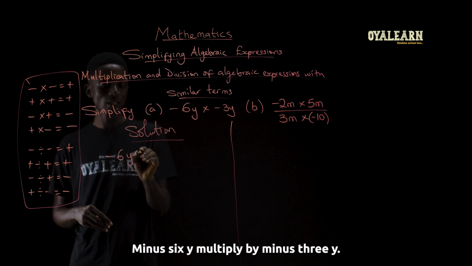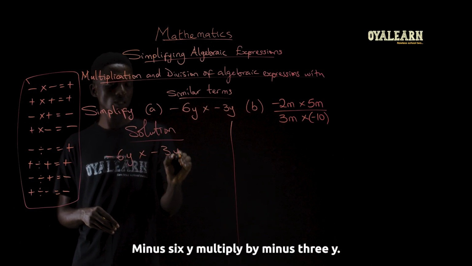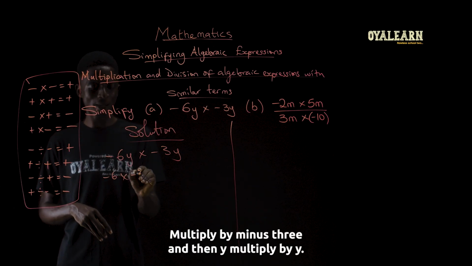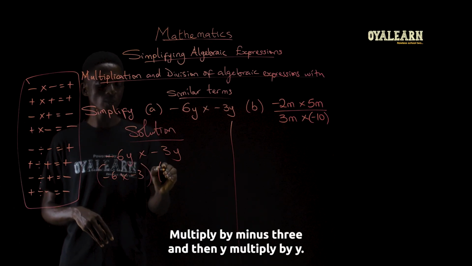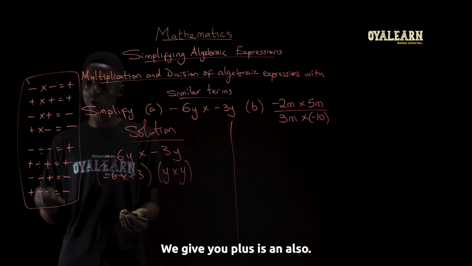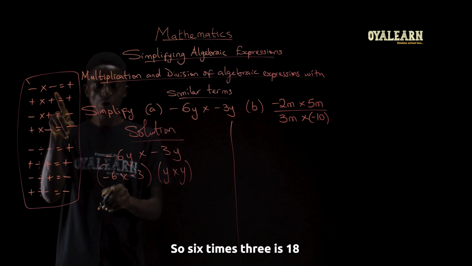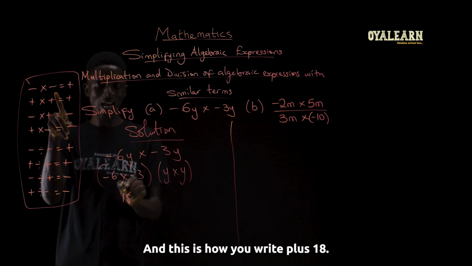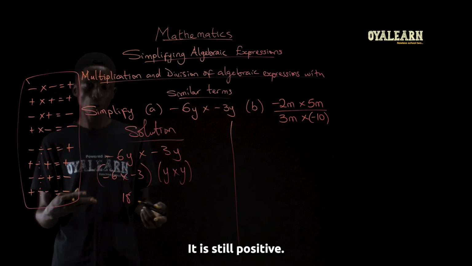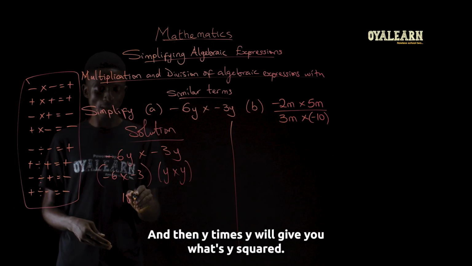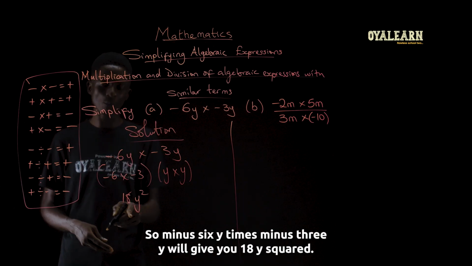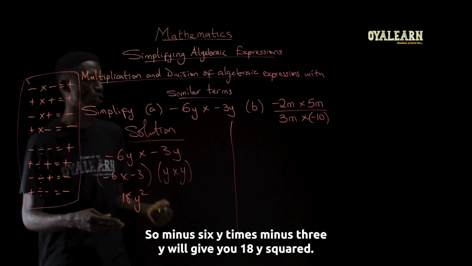Minus 6y multiplied by minus 3y. We multiply the coefficients, so minus 6 multiplied by minus 3, and then y multiplied by y. Minus times minus will give you plus. So 6 times 3 is 18. This is how you write plus 18; you don't have to put the sign there, it is still positive. And then y times y will give you y squared. So minus 6y times minus 3y will give you 18y squared.